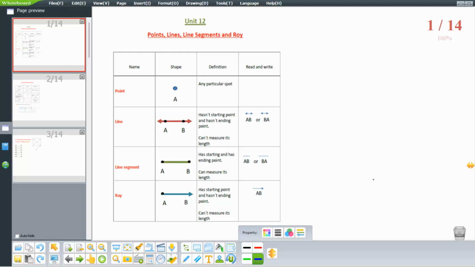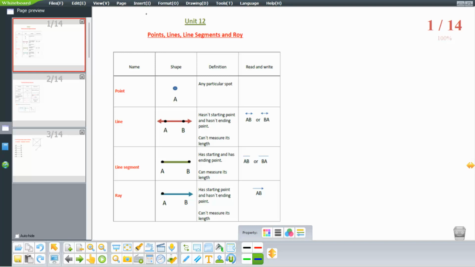Hi, my dear students. Today we are going to talk about geometry. Okay, let's start with the main points of geometry. We have some important definitions like the point, the line, the segment, and the ray, and let's start to know what is the difference between them.